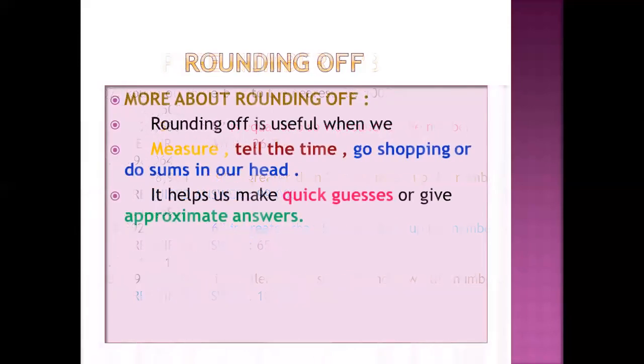It is also about rounding off. More about rounding off. Rounding off is useful when we measure, tell the time, go shopping, or do sums in our head. It helps us make quick guesses or give approximate answers. It means rounding off doesn't mean that we are finding the exact answer. It is an approximate answer.